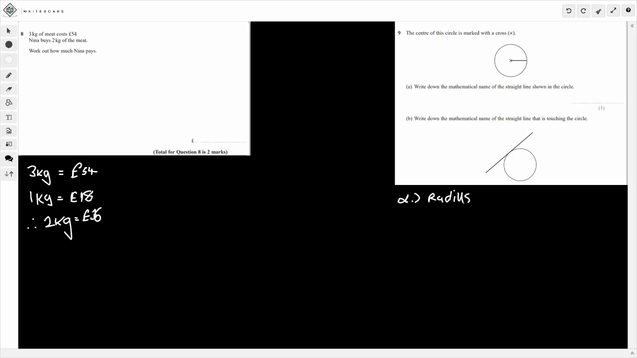And then for part B, we've got this line here, the name of this straight line that's touching the circle. So this, again, it's just 1 mark, but this is what we call the tangent to a circle. So you can just write this as the tangent. Another 2 marks in the bag.